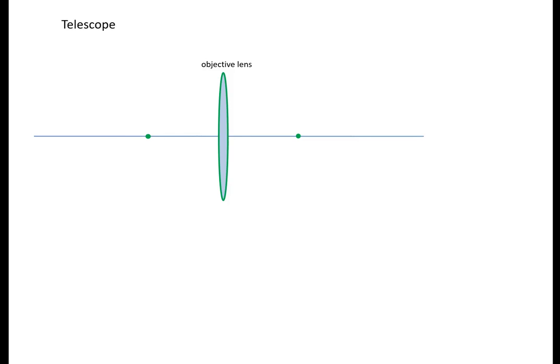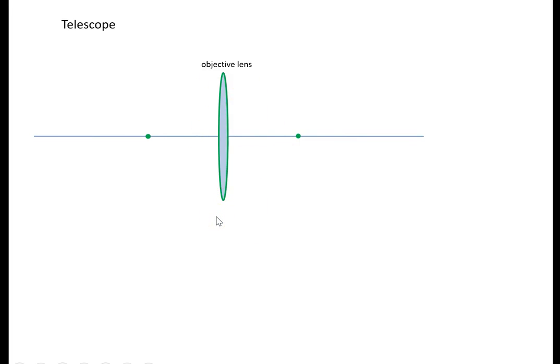So the telescope is neat. Again, it's a two-lens system. The objective lens is going to be a positive lens, and I marked the focal points right here. Now, what you want is a relatively long focal length, and you'll see why in just a minute.